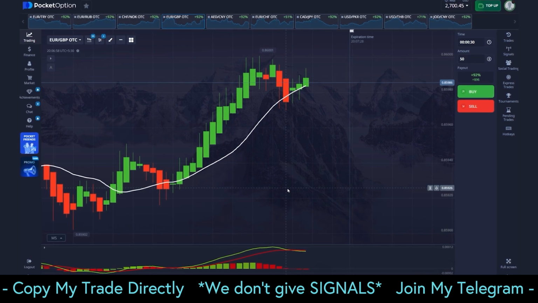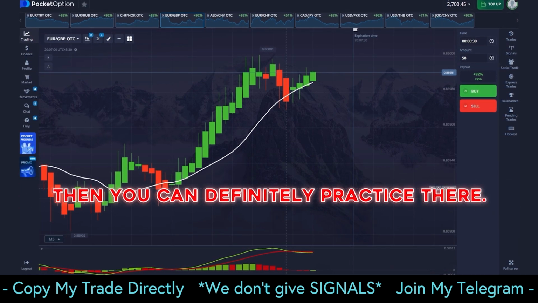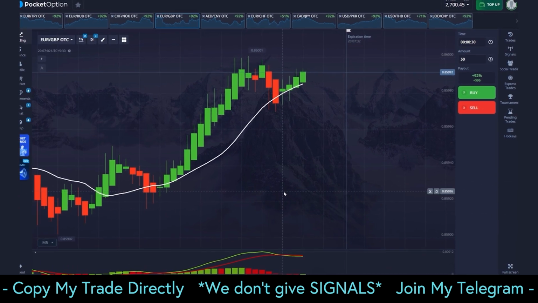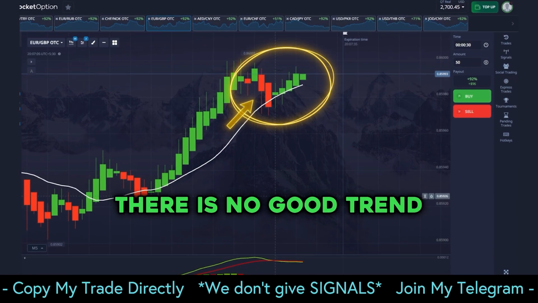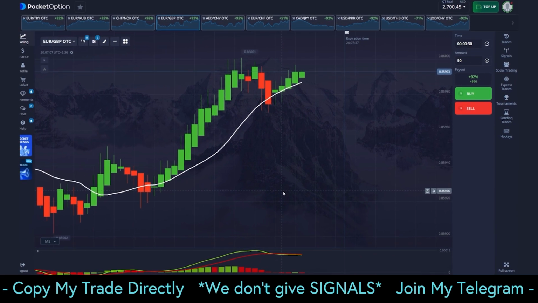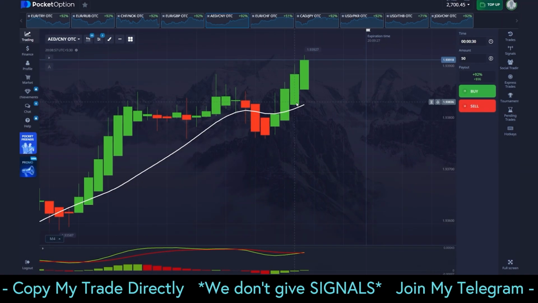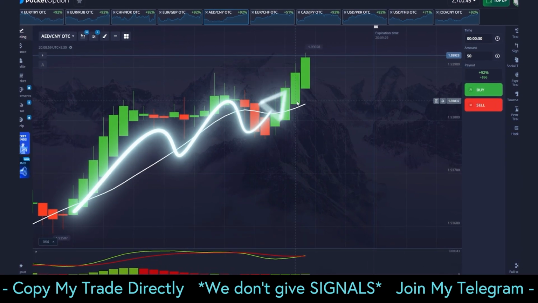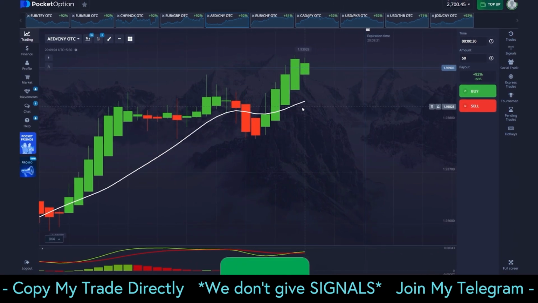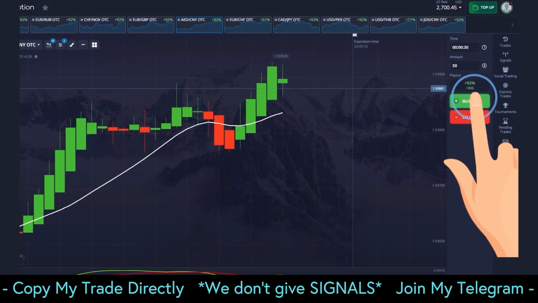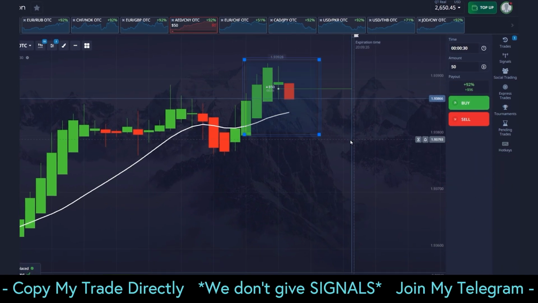Okay, but if you are getting good confirmation, then you can definitely practice there. So here you can see, there is no good trend, so changing the chart here would be the right decision. So friends, you can see on this pair, there is a very good uptrend and all the confirmations are telling us to buy. So we will click on the buy button.